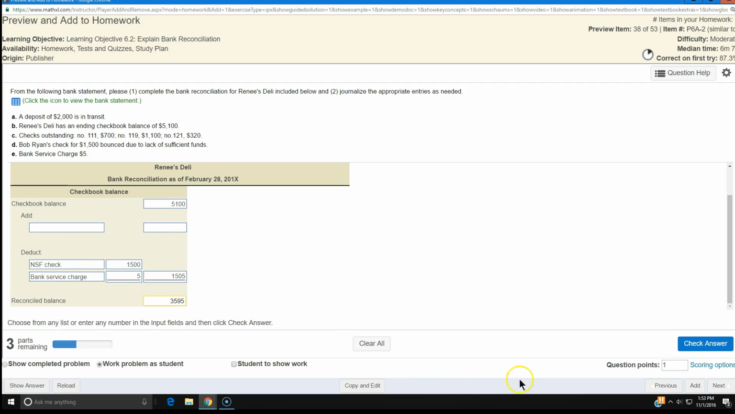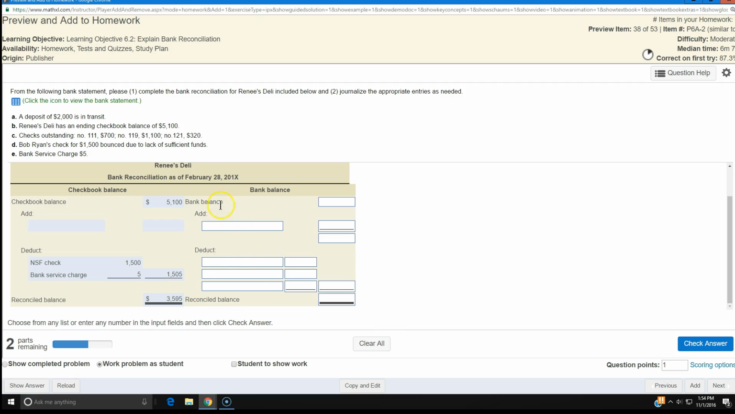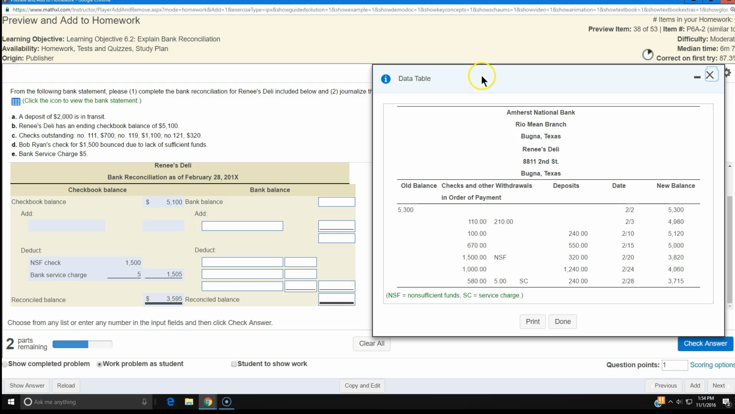Okay, so let's make sure that I did that right. And they say, well done. Okay, let's go to the other side then. That comes up immediately. What I need here in order to get the bank balance is to bring up the bank statement, which you can see.